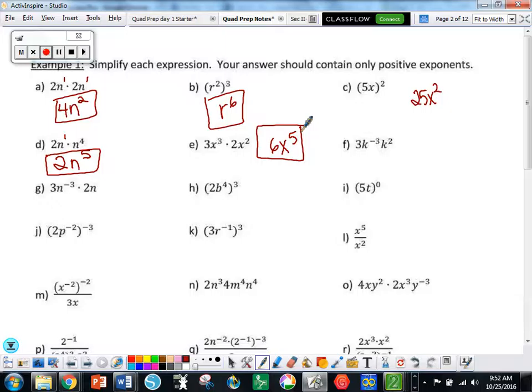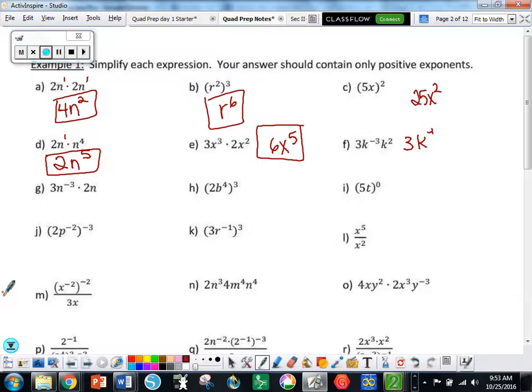Good question. In order for it to be considered simplified, you can't have any negative exponents. So if you do have a negative exponent, you're going to have to do something with it. So part F. Does the 3 combine with anything? No. And then what do we do when I've got a power and a power next to each other? Good. So we're going to add those exponents. So 3k to the negative 1 would be like the first step.